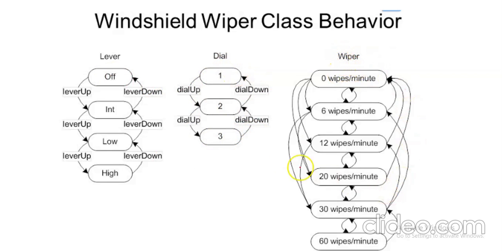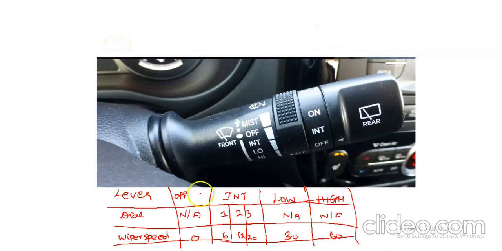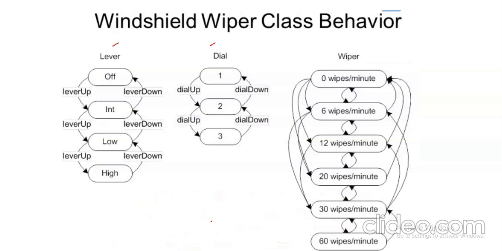The lever and dial are individual, but the wiper integrates both, because the lever can move to the next stage independently and the dial can operate 1, 2, 3. The wiper depends on both lever and dial. We should check the lever position as well as the dial number in order to get the wiping speed. So: 0 wipes, 6 wipes, 12 wipes, 20 and 30.